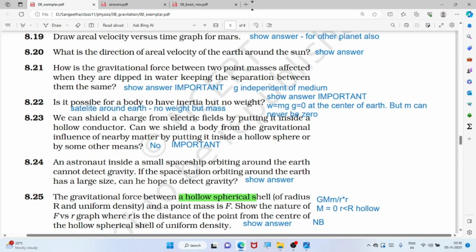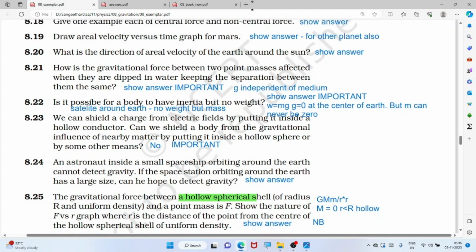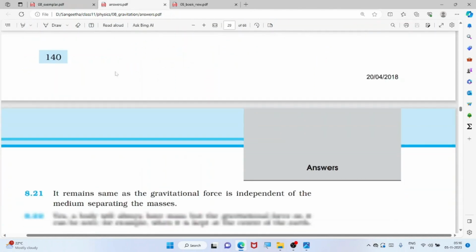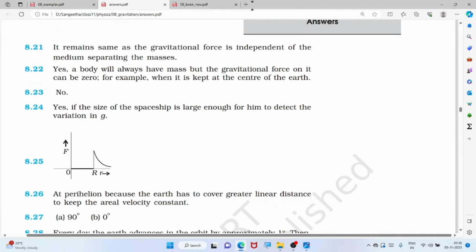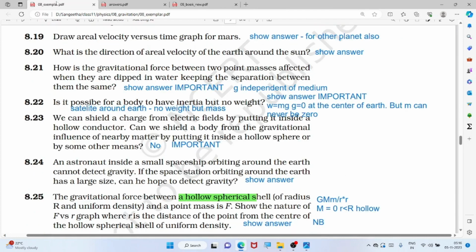How is the gravitational force between two point masses affected when they are dipped in water, keeping the same separation? Gravitational force is independent of the medium. That is important: G is independent of the medium. It remains the same, as the gravitational force is independent of the medium separating the masses.